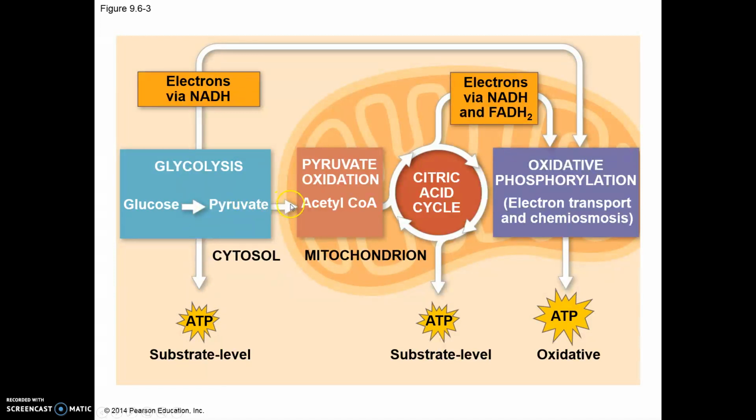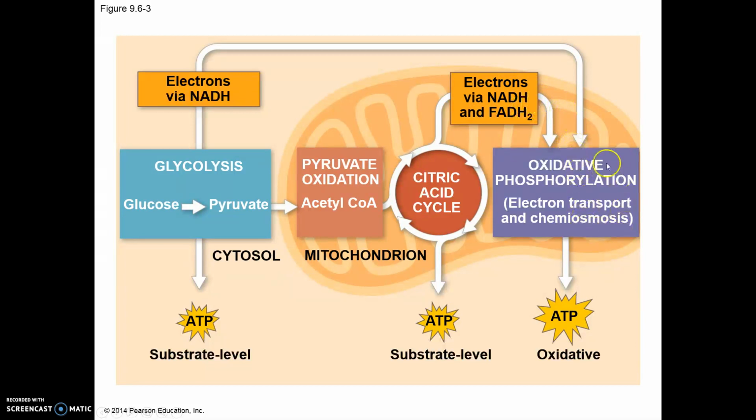When we progress towards the citric acid cycle, which is taking place in the mitochondria, we go through the substep where we turn pyruvate into acetyl-CoA. Again, this is happening within the mitochondria. This process here, the citric acid cycle, is going to give us more ATP from a substrate level, and we'll talk about what that means in a second, but also more electrons.